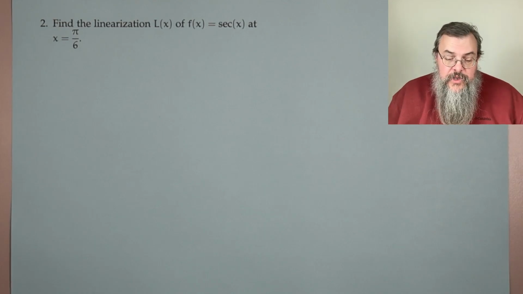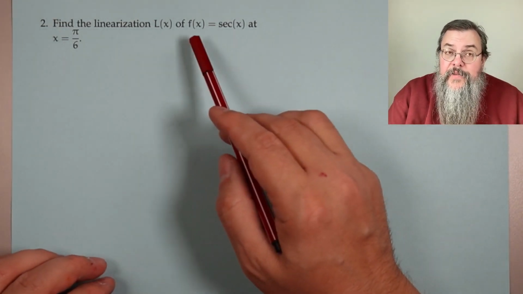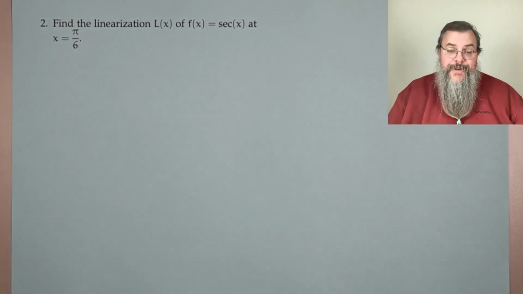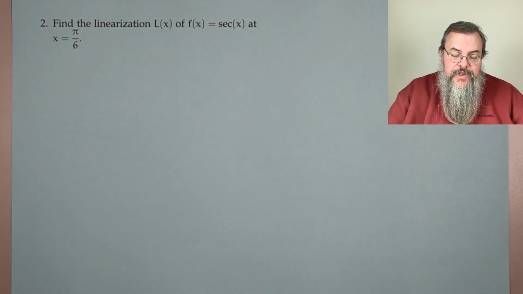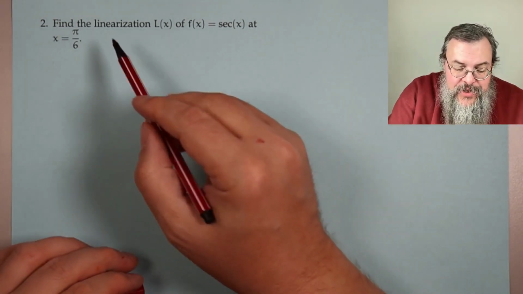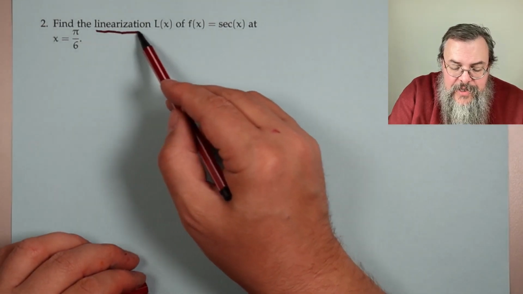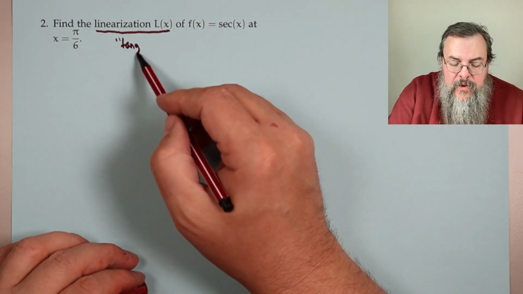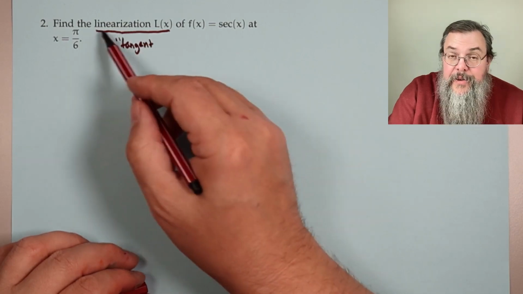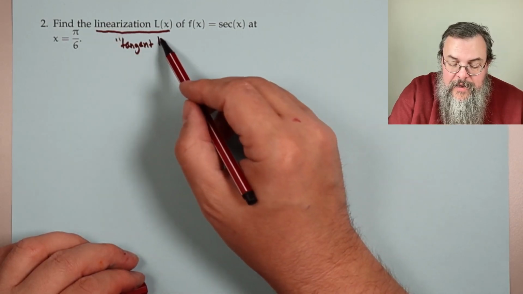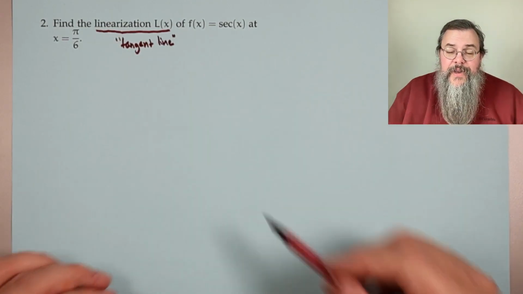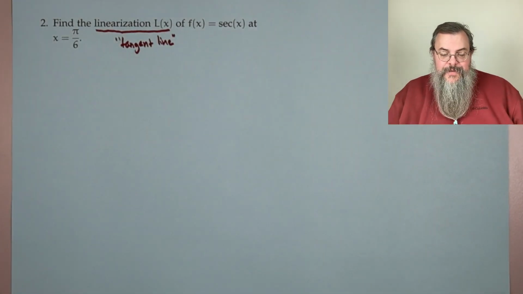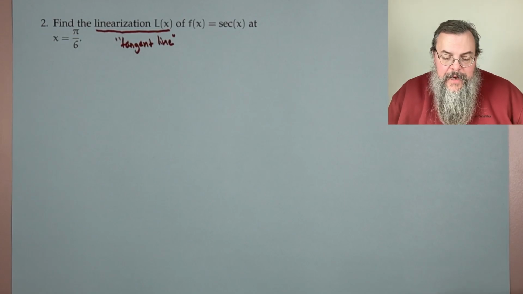Find the linearization L of x of the function secant x at x equals pi over 6. Okay, so we're going to have to do linearization, but linearization is just essentially a fancy way of saying tangent line. So there's kind of a clue. Linearization starts with line. And so linearization is the best line. And what's the best line in calculus? The tangent line, of course. All right, so we're after that.